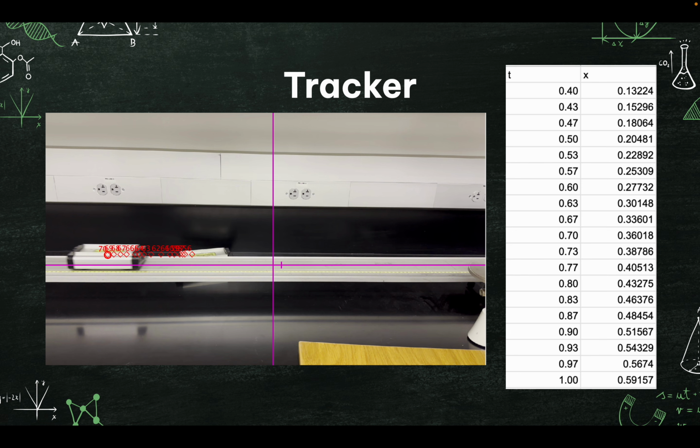Here's a sample picture from my Tracker calculations. There's also some data that was imported from the Tracker, and it shows how the position is changing compared to the time.